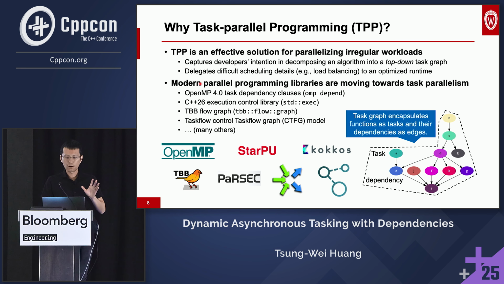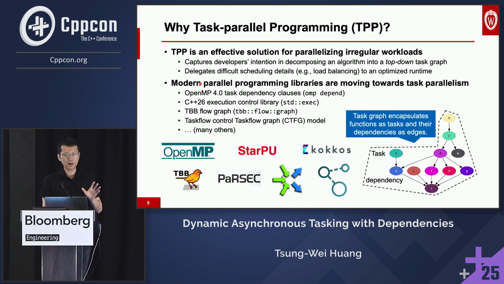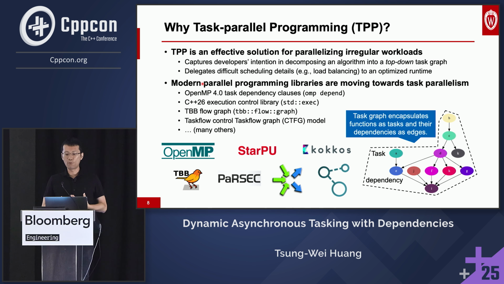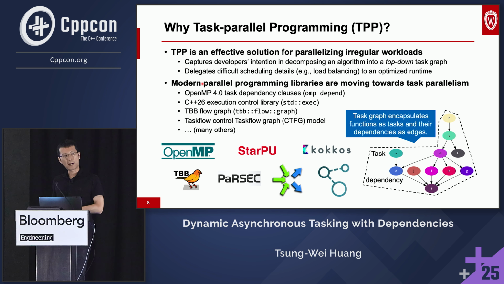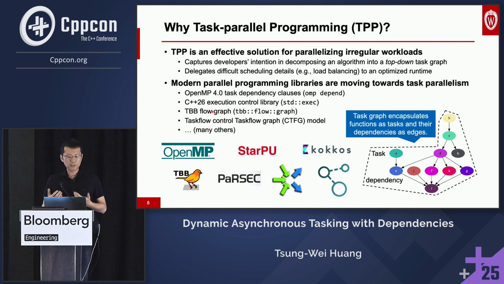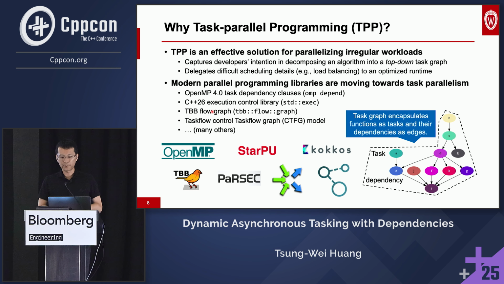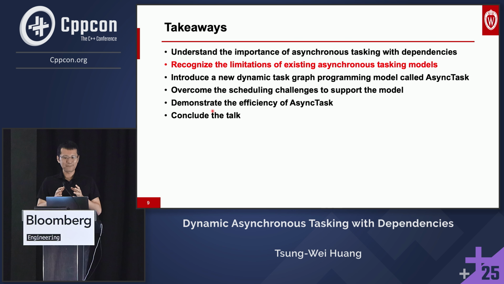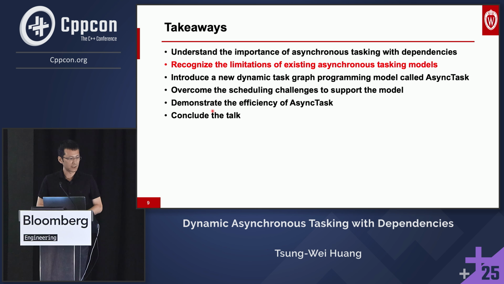This is why, over the past few years, we are seeing a growing number of parallel programming libraries. They are all moving toward more and more task parallelism, such as OpenMP's task dependency clauses, the C++26 execution control library, TBB flow graph, and so on and so forth. Now we are going to look into some mainstream asynchronous tasking programming models and their limitations.